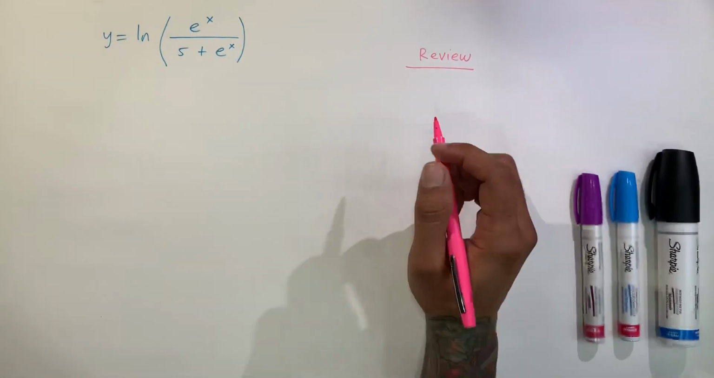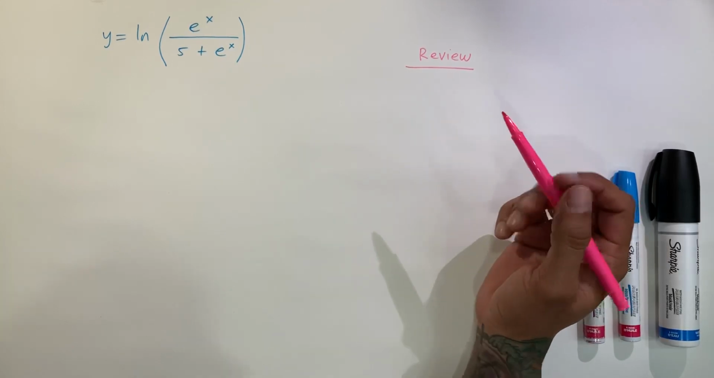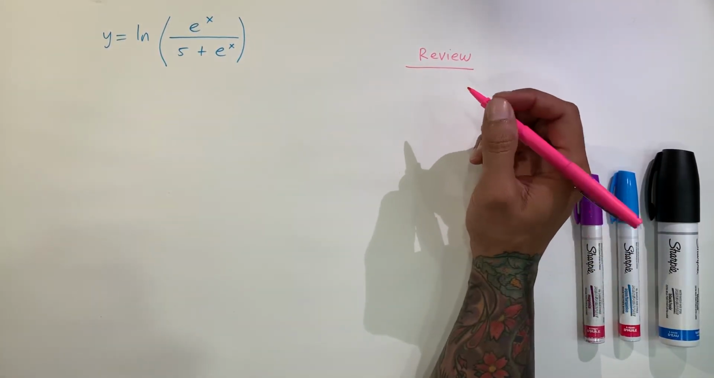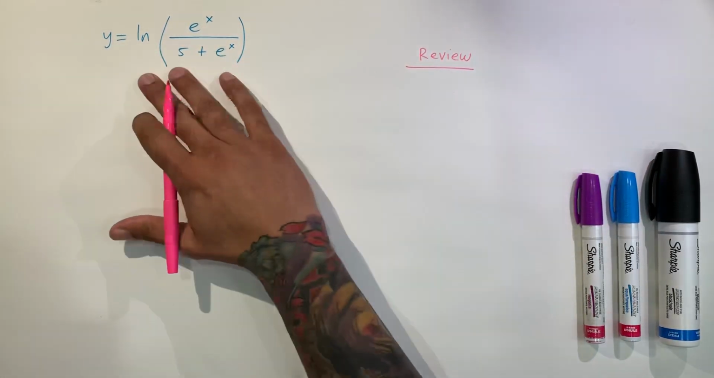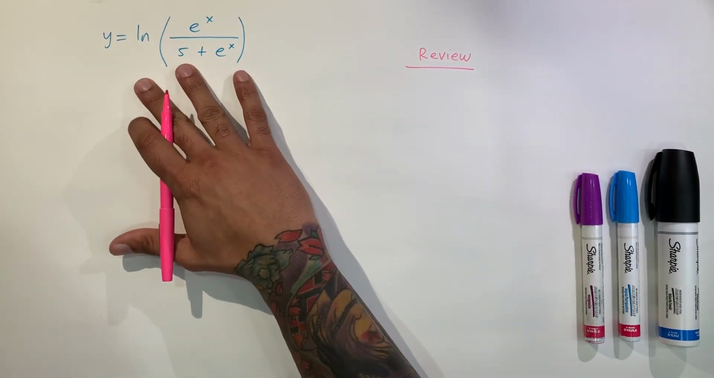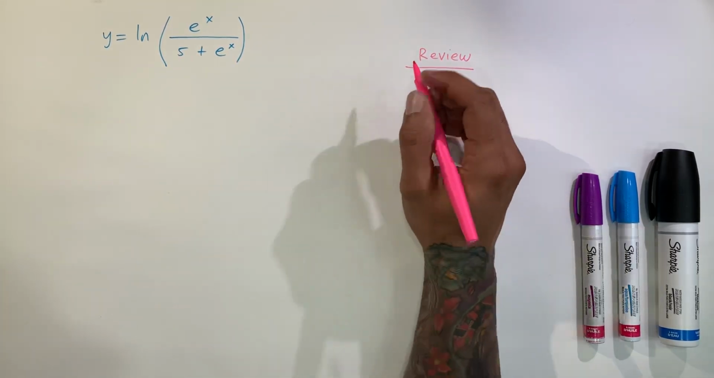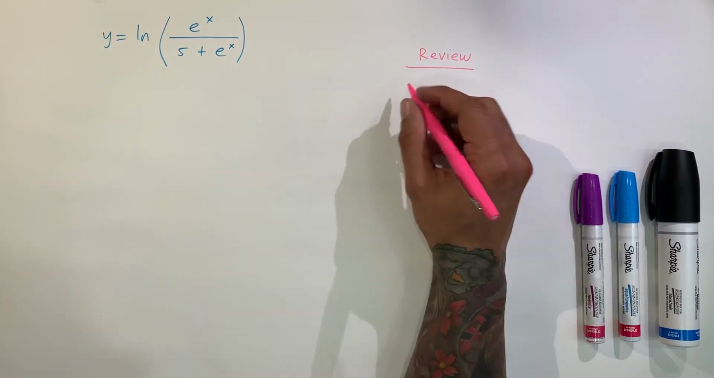In this video, I want to do a review on derivatives. Let's take a look at some of the properties of ln and e to the x. So here's what we have to take the derivative of. But before that, let's look over here and review some of the things we're going to need to use.